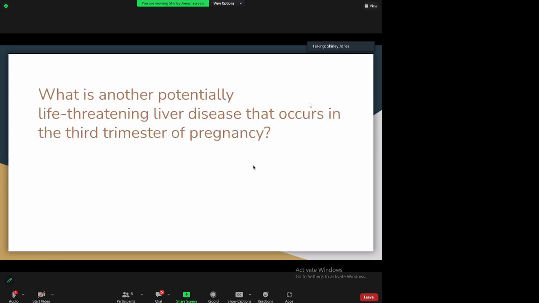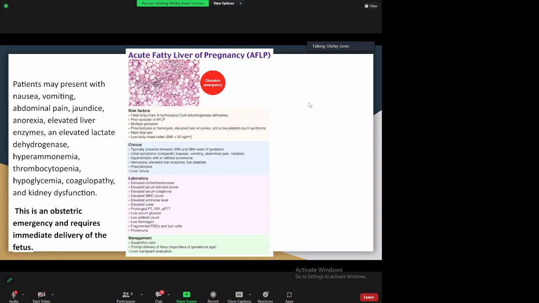So what is another potentially life-threatening liver disease that occurs in the third trimester of pregnancy? And this is acute fatty liver of pregnancy. This is something that I totally forgot existed, but this is considered an obstetric emergency, so we should remember it. These patients can have nausea, vomiting, abdominal pain, jaundice, anorexia, elevated liver enzymes, elevated lactate dehydrogenase, hyperammonemia, thrombocytopenia, hypoglycemia, coagulopathy, and kidney dysfunction. And this is due to the fetal long chain 3-hydroxyacyl CoA dehydrogenase deficiency. This enzyme is deficient or not working correctly, and that's why their liver gets completely overloaded with fat.